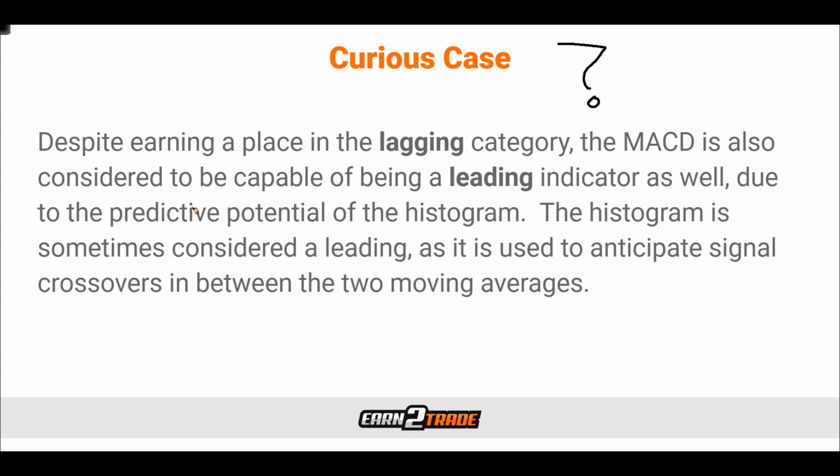Despite earning a place in the lagging category, the MACD is also considered to be capable of being a leading indicator as well, due to the predictive potential of the histogram. The histogram is sometimes considered a leading indicator as it is used to anticipate signal crossovers between the two moving averages.